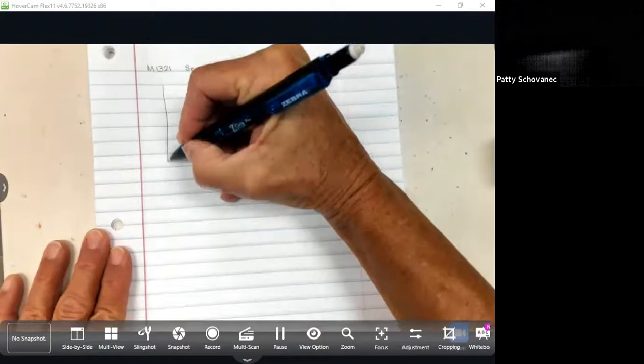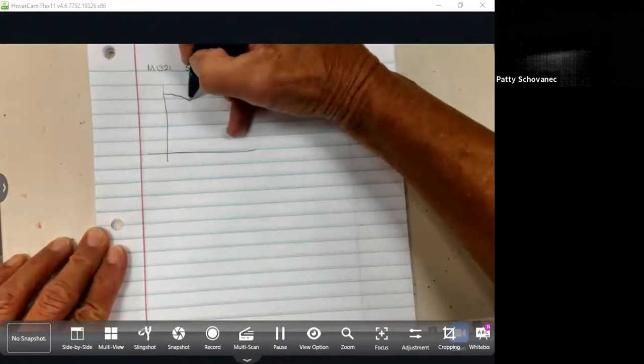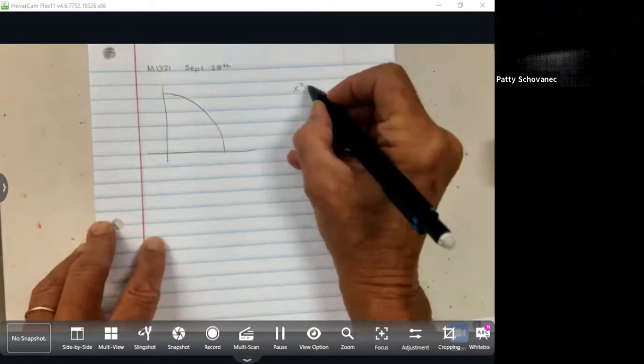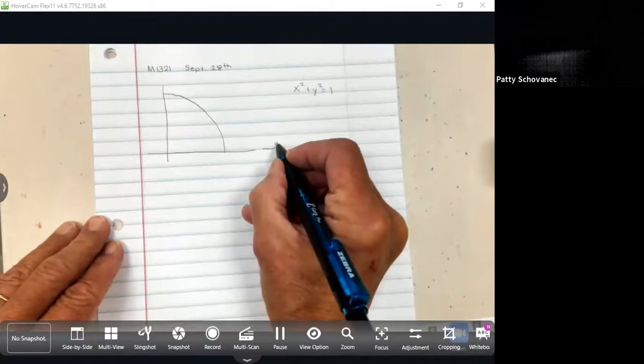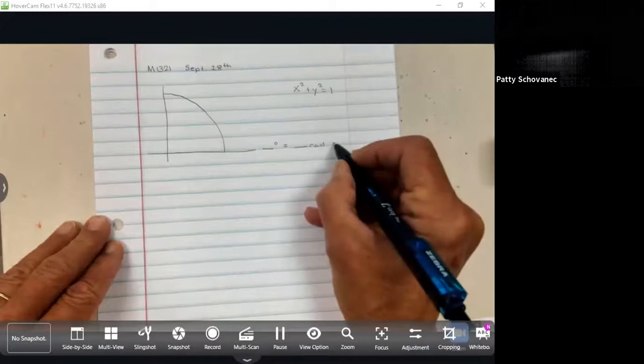Let's go ahead and review our unit circle, at least the first quadrant values. So draw the first quadrant of the unit circle. That's the circle x squared plus y squared is equal to 1. And let's get our angles here and our ordered pairs. I want the measure in degrees. I want the measure in radians. And I want the ordered pair.